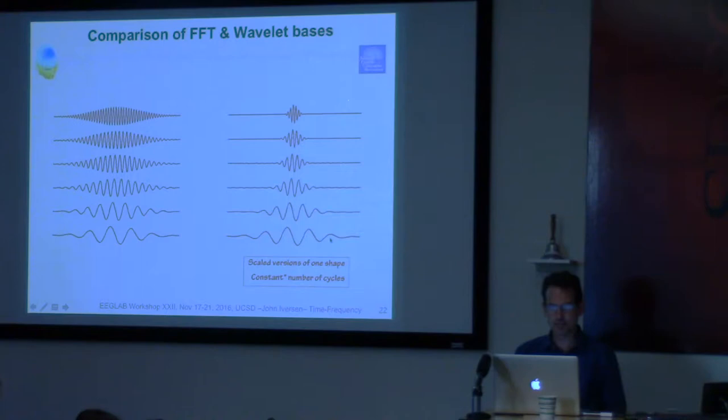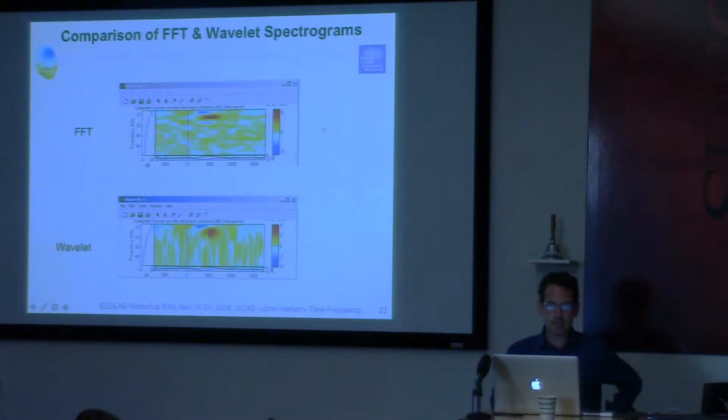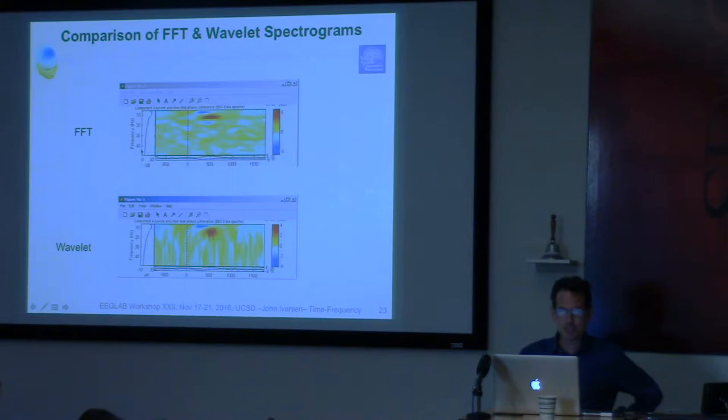Contrasting that, you can see an FFT versus a wavelet for the same stimulus. This is plotted with low frequencies up top and high frequencies at the bottom, but you can see clearly that the wavelet at the higher frequencies has much finer time resolution. You can see these individually striated bursts of energy at high frequency, whereas that's all blurred out in the FFT, the short-time Fourier transform.